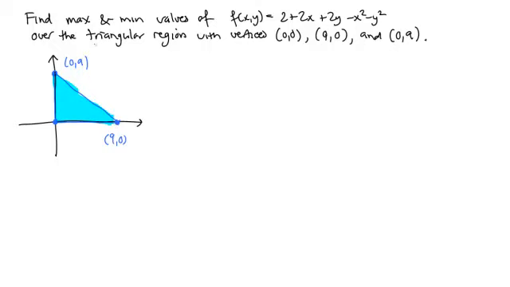So first off, notice that this region is bound by 3 different curves. The curve over here would be the curve x equals 0. The curve over here would be the curve y equals 0. And this line right here, well, let's see, it's a line of slope -1 with a y-intercept of +9. So this would be a constraint region.